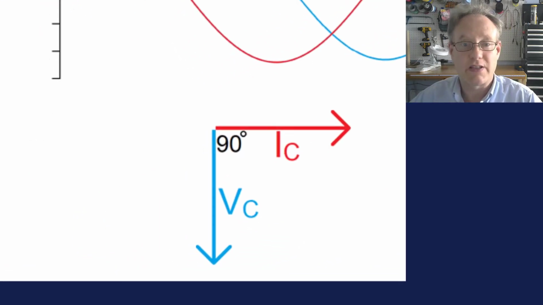So we know they're out of phase. The way that we draw the current and the voltage is essentially just at 90 degrees out of phase from each other, because that's exactly what's going on.